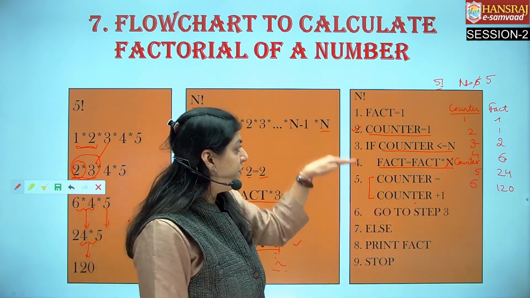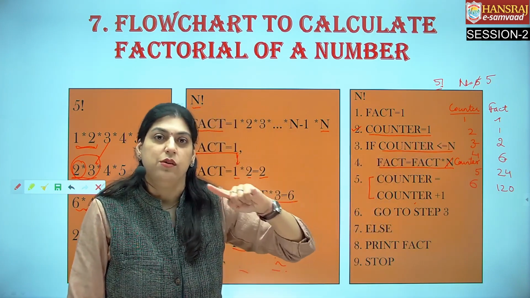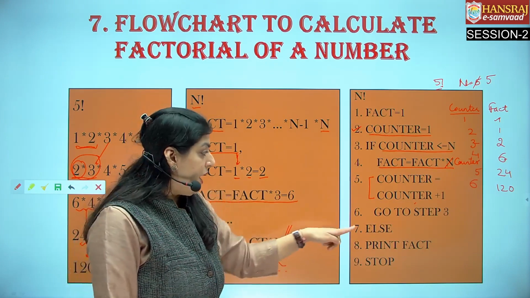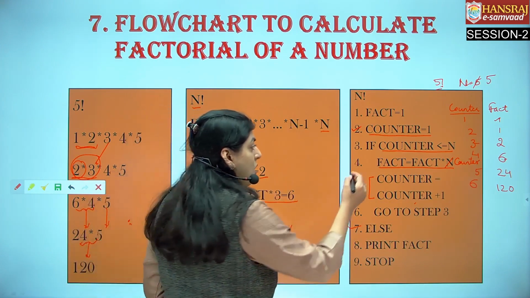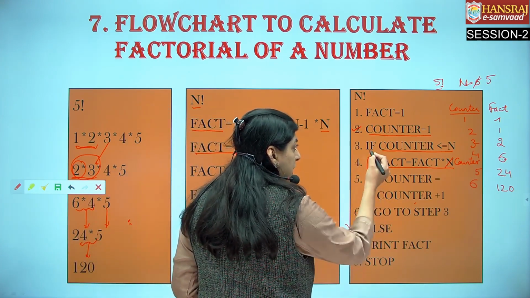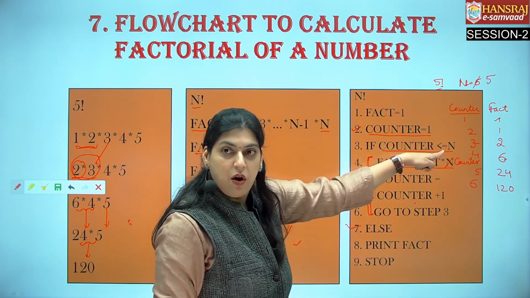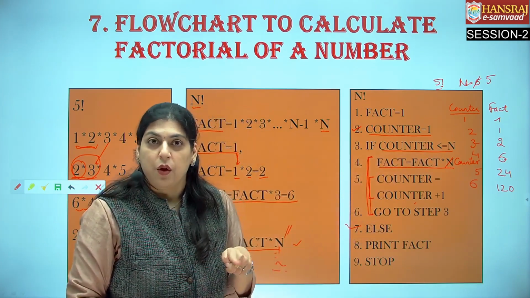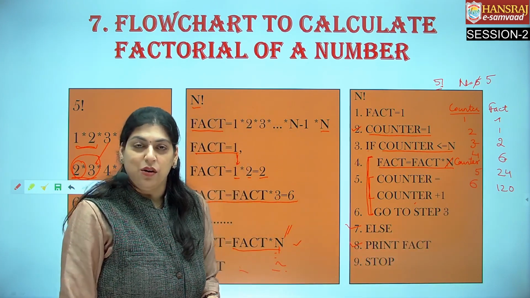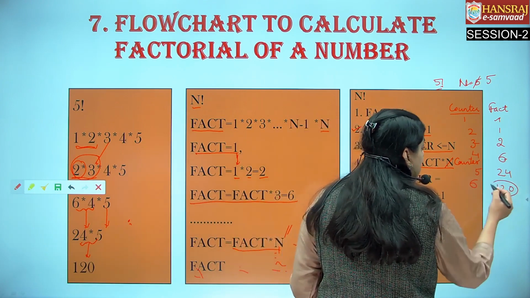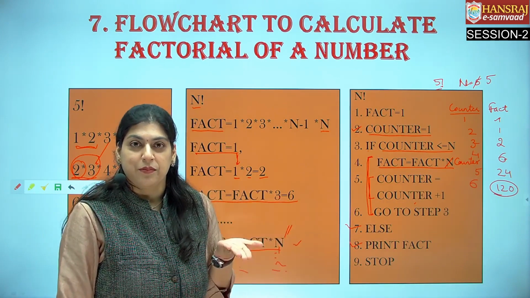Okay? Go to step 3. Counter is less than equal to n. 6 is less than equal to 5? No. So it will move on to this else part now, the condition that applies when it is false. This is all inside the if block. If this is true, then you have to follow these steps. Otherwise, if this condition is false, you move on to the else part. What is there in the else part? You display the result. Print the value of fact. What value is the fact storing? 120. Right? So 120 will be displayed as a result.